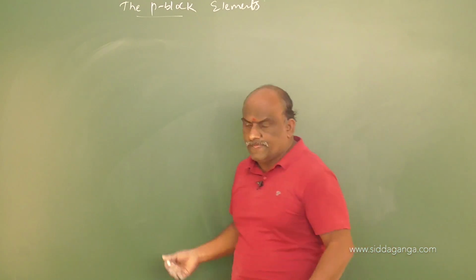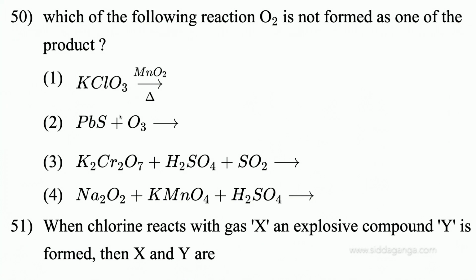So here, the last question, that is the 50th question. In which of the following reactions is O2 not formed as one of the products? Very, very important. First example, KClO3: potassium chlorate decomposed gives KCl plus O2. While coming to the second example, PbS plus O3. This is an oxidation reaction. PbS is converted into PbSO4 and liberates O2. And the third example does not liberate O2.